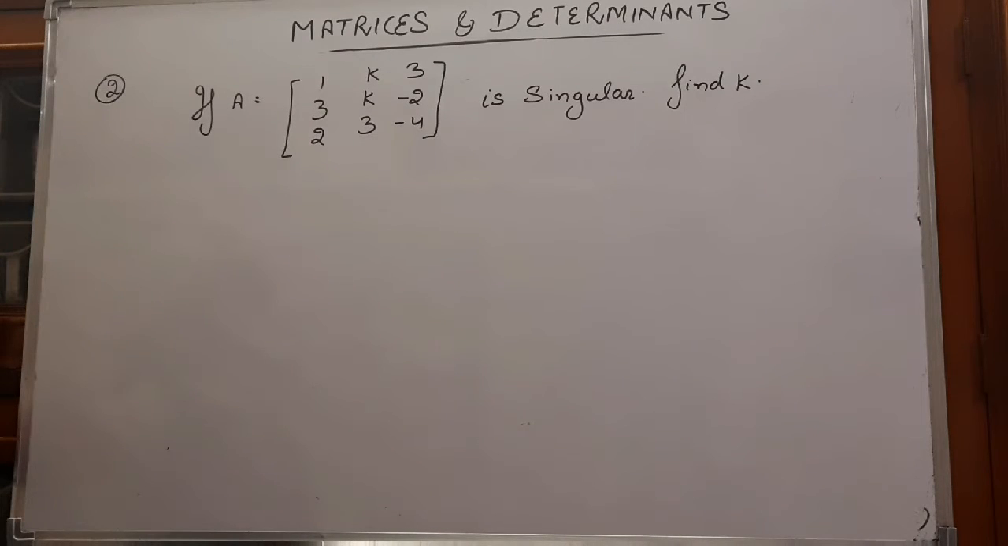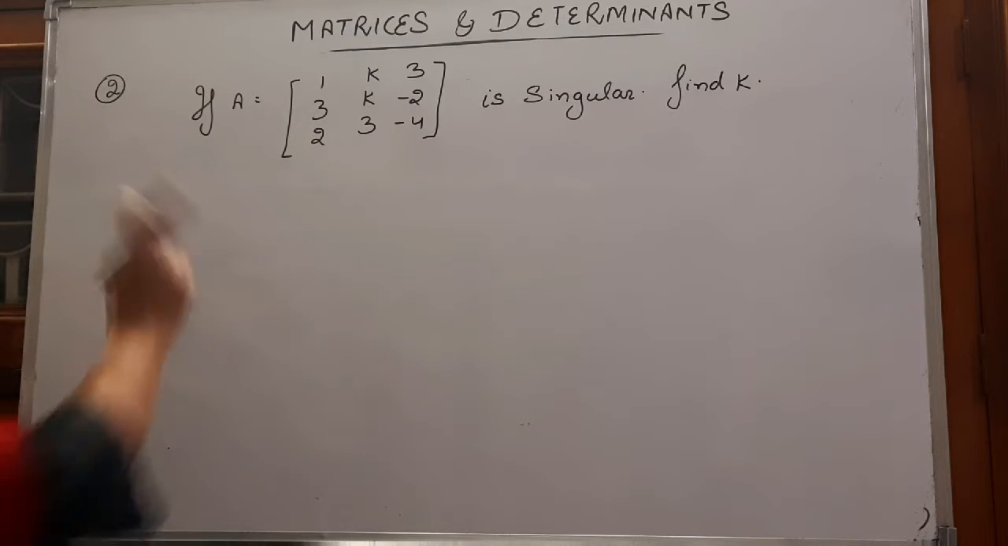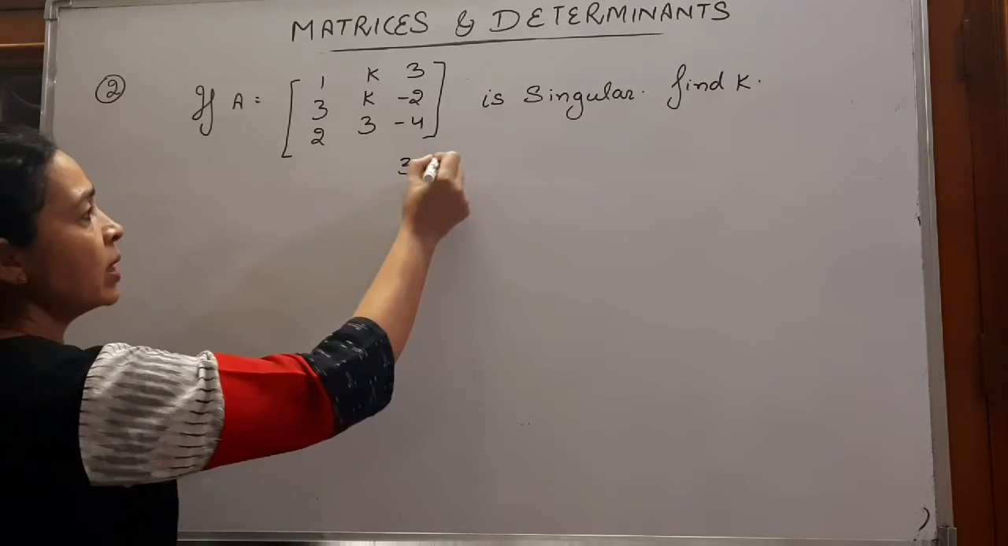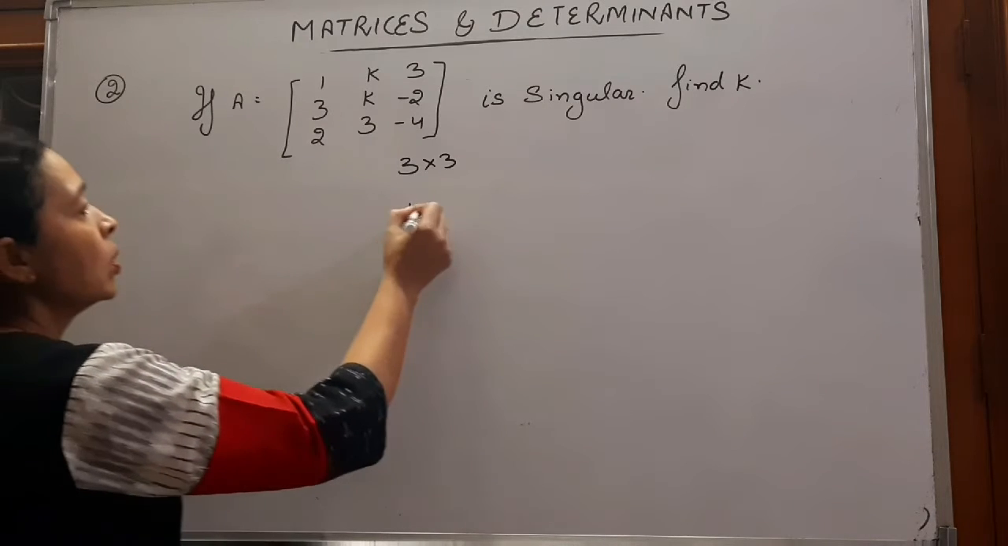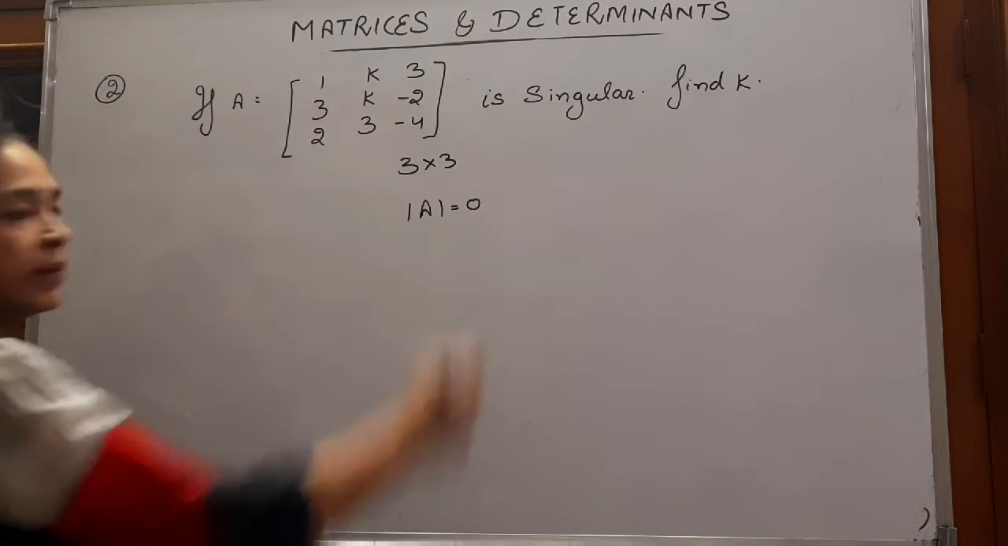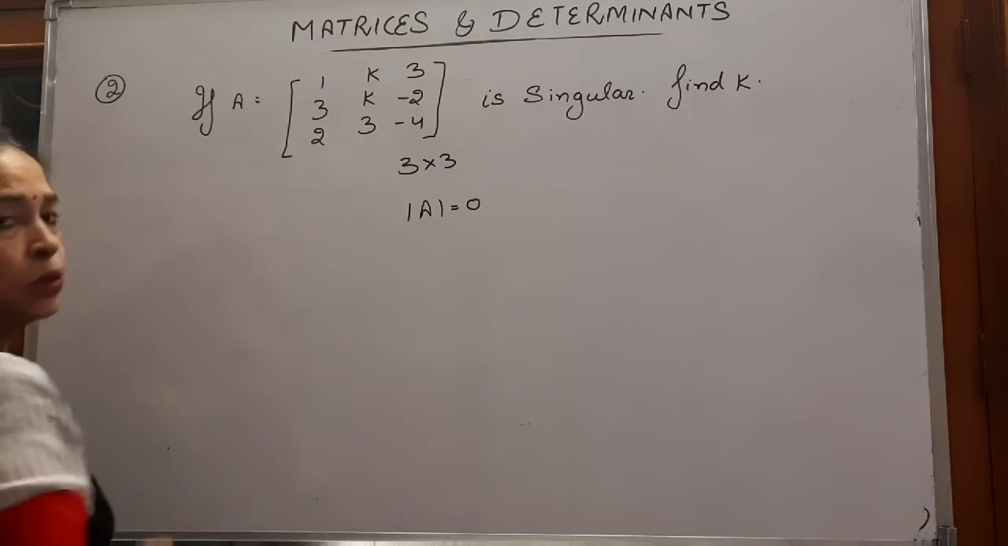Second one, similar to the previous. This matrix A is also singular, but the order is 3 by 3. We have to find the value of k. Singular matrix means the determinant is 0. Now, what will we do?